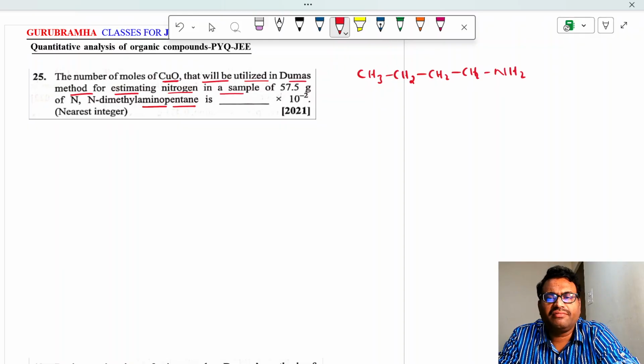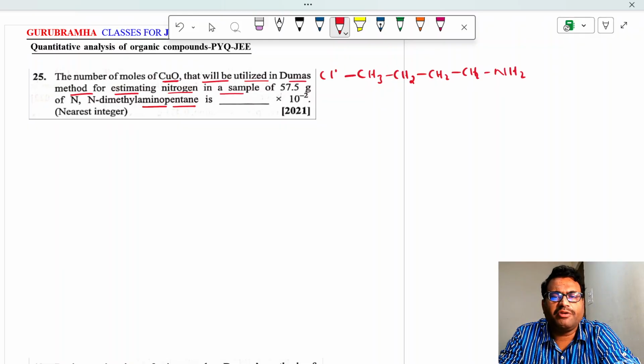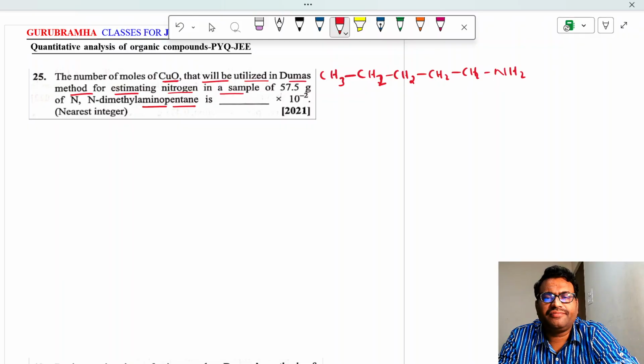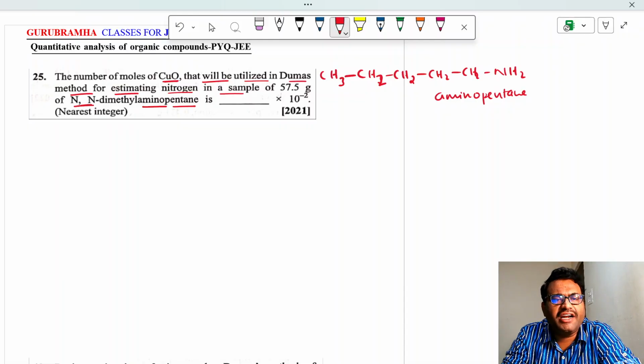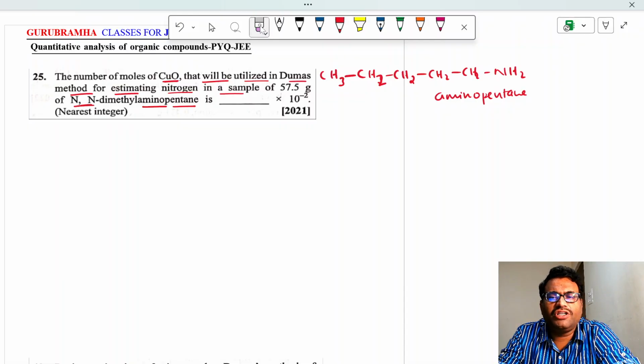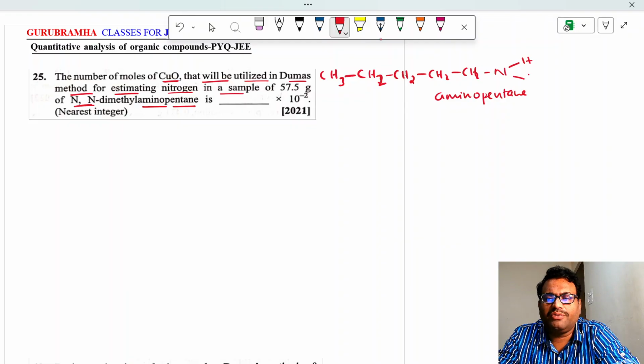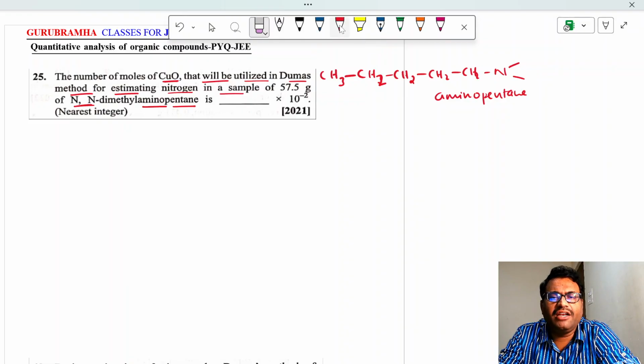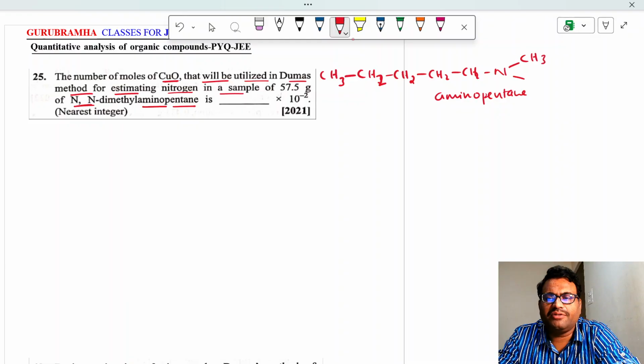This is a primary amine. This is aminopentane, 5 carbons are there: 1, 2, 3, 4, 5. But the question asked is not aminopentane, it is N,N-dimethyl. So to this nitrogen, 2 hydrogens are attached. These 2 hydrogens are replaced with what? Methyl groups.